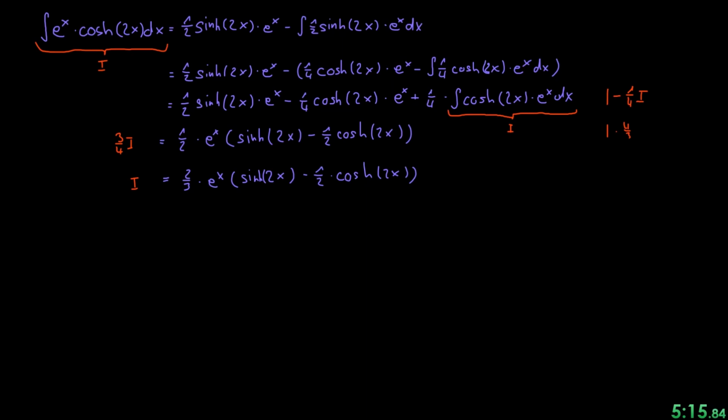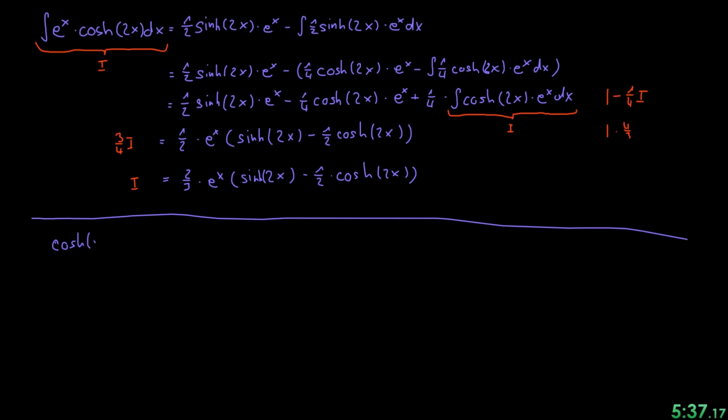The next solution is going to be a little bit different. Let me just draw a line here. Anyway, as you might know or might not know, the hyperbolic cosine function of x can be written as 1 over 2 times e to the negative x plus e to the x.